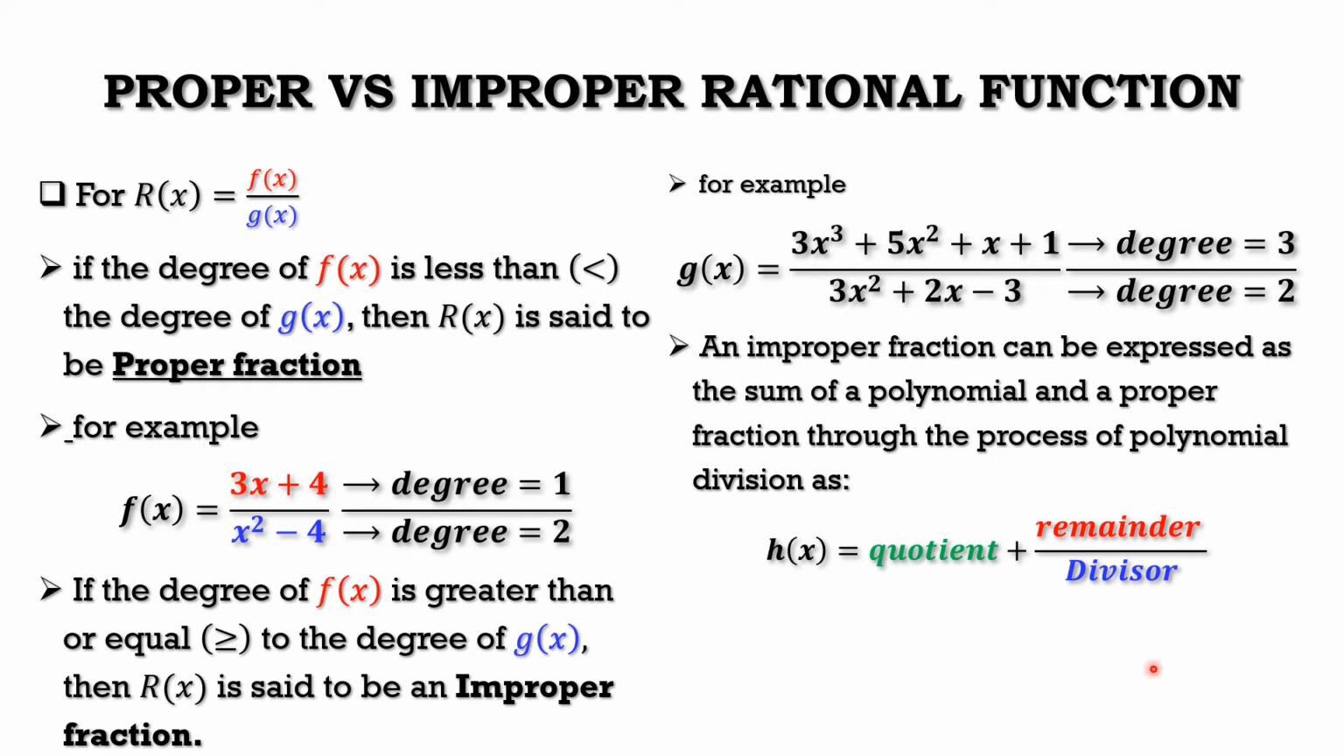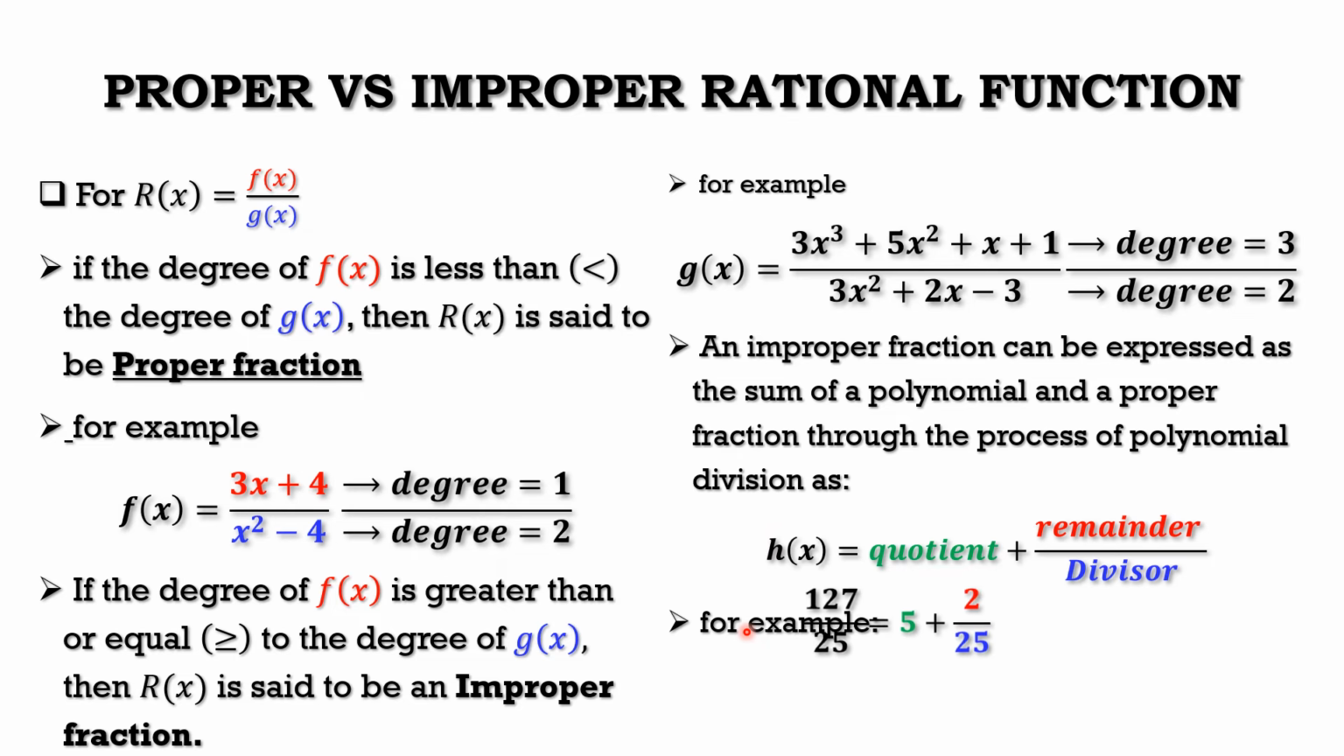The remainder over divisor will create a fraction, and that fraction will automatically become a proper fraction. So that is what we are saying here. Anytime I have an improper fraction, I need to keep in mind that the improper fraction can be expressed as a sum of a polynomial, which is the quotient, and a proper fraction through the process of polynomial division.